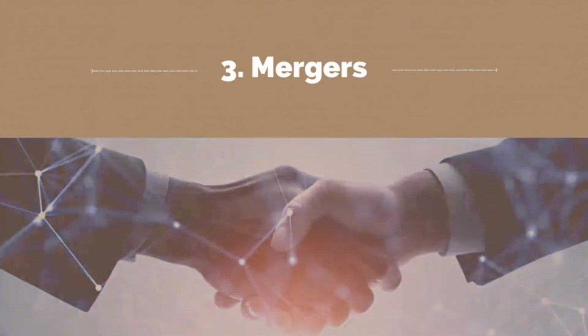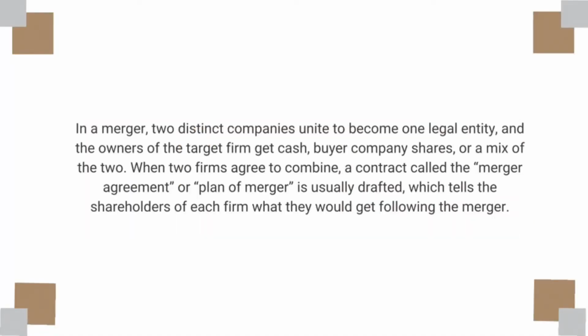3. Mergers. In a merger, two distinct companies unite to become one legal entity, and the owners of the target firm get cash, buyer company shares, or a mix of the two. When two firms agree to combine, a contract called the merger agreement or plan of merger is usually drafted, which tells the shareholders of each firm what they would get following the merger.